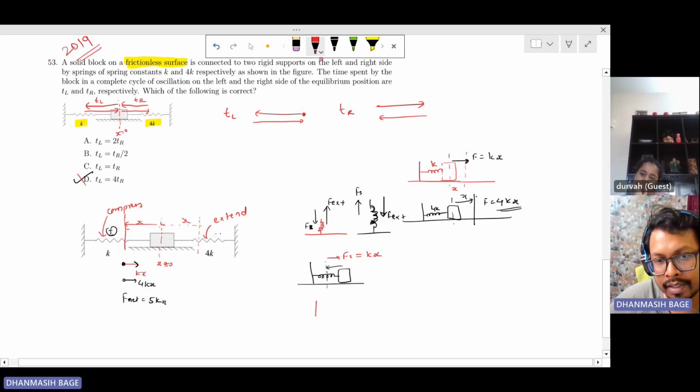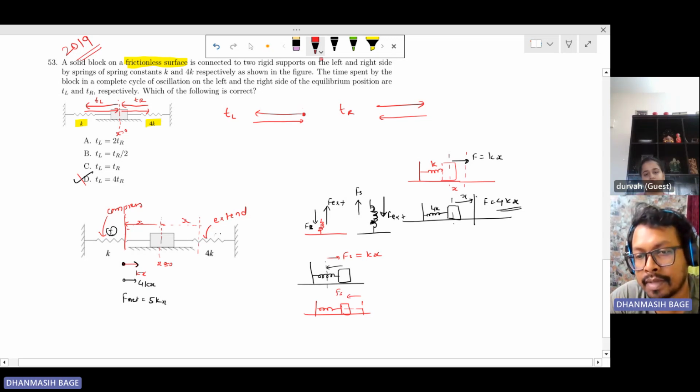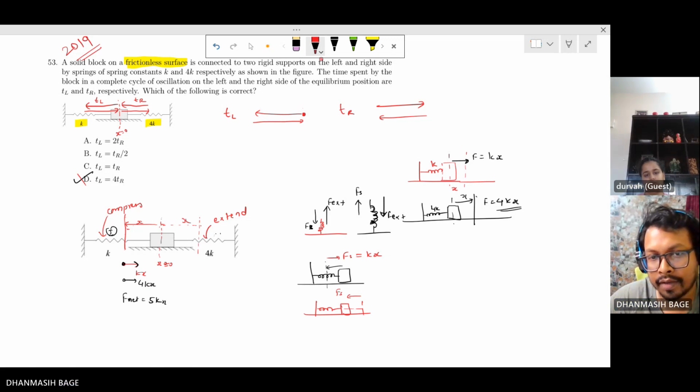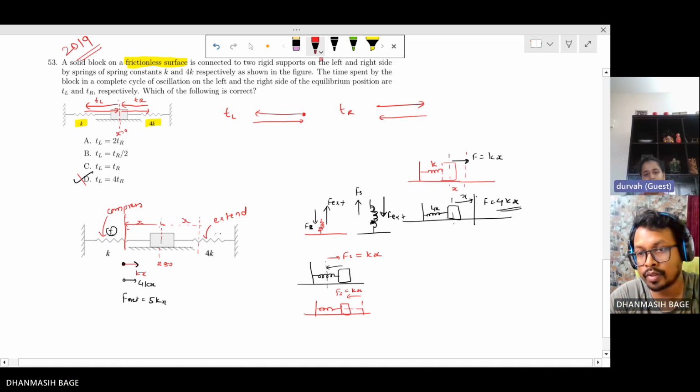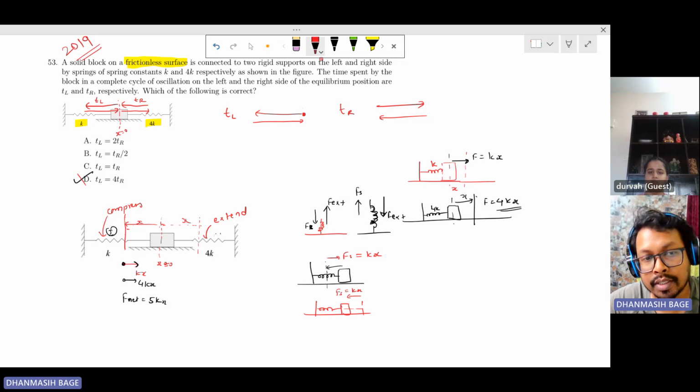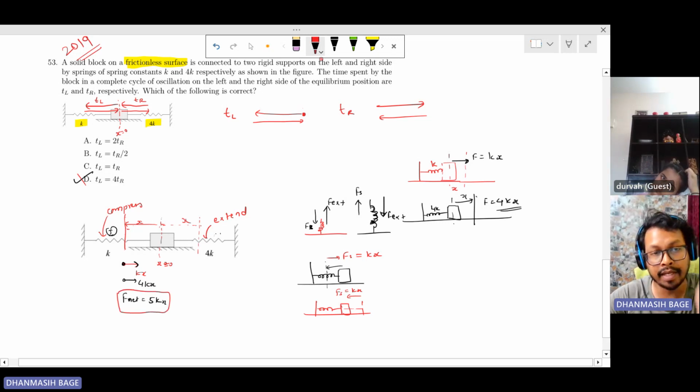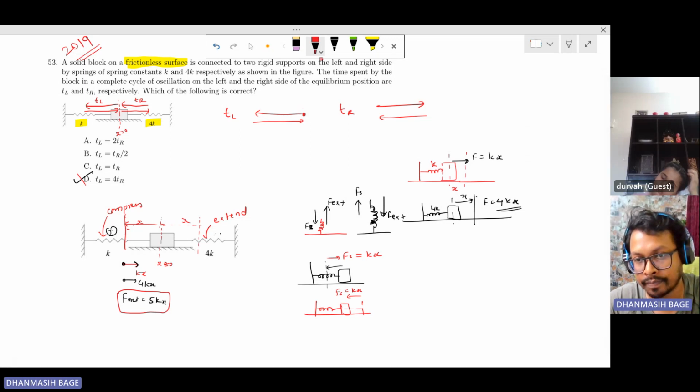Now, similarly, if there is a spring and you try to stretch it to this position, in this case also spring force will be acting in this direction, because spring force is always directed towards the mean position. Just see this thing. Fs will be kx, right? So the moment you do this, this net force of 5kx will try to bring it back to the x0 position. That's what it means.